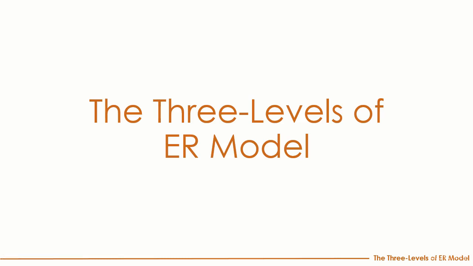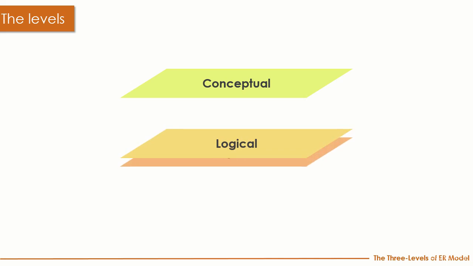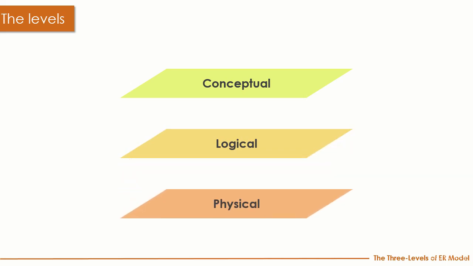The three levels of ER model. We may draw different types of database design diagram. Basically, we can separate them into three levels. They are conceptual, logical, and physical.